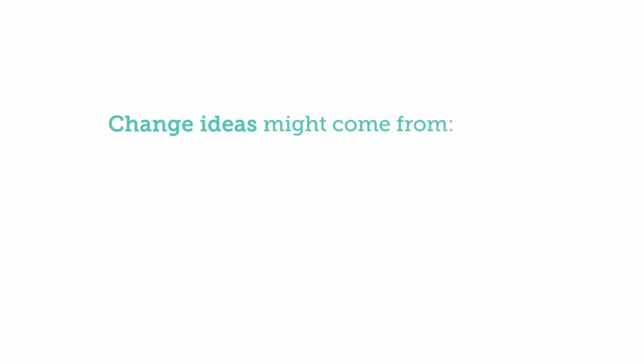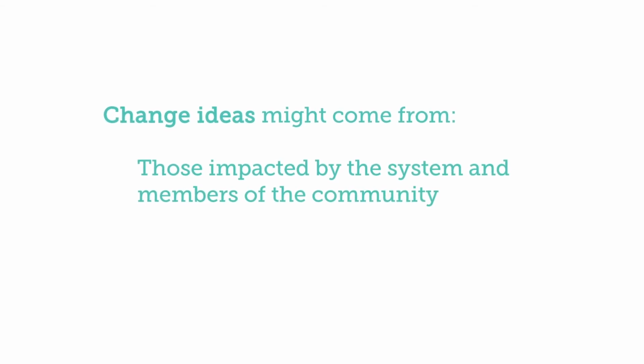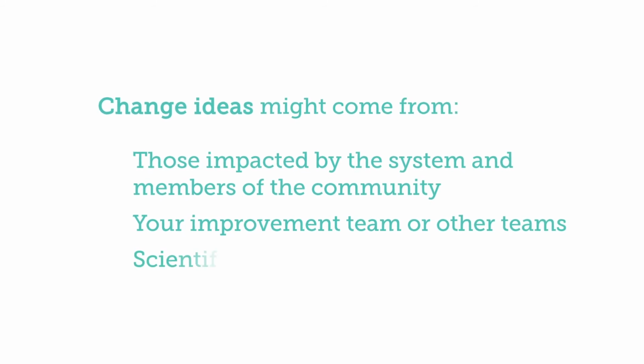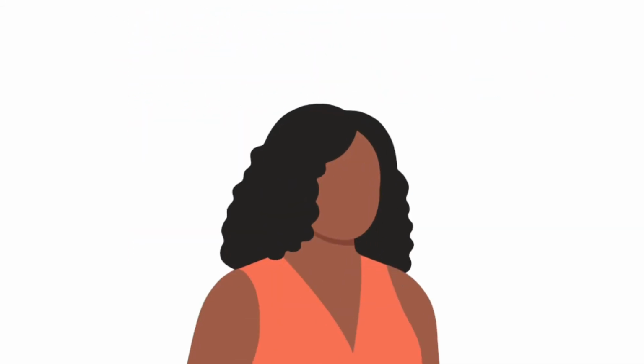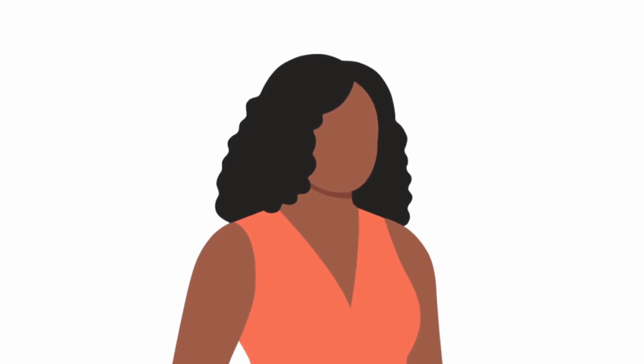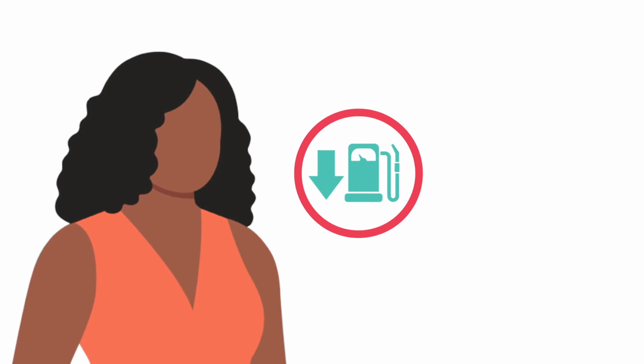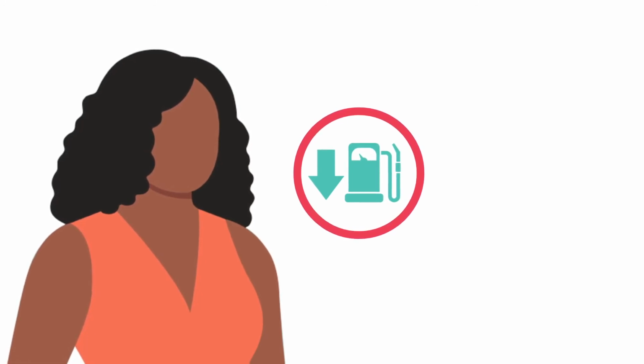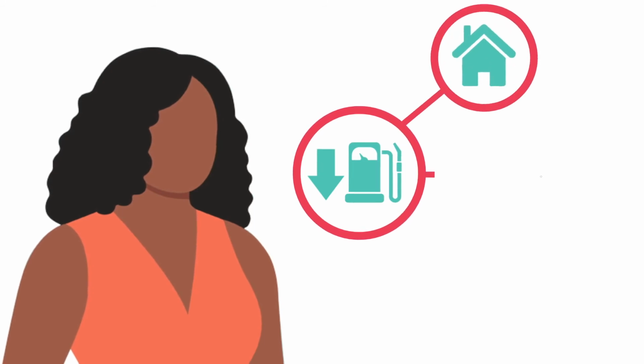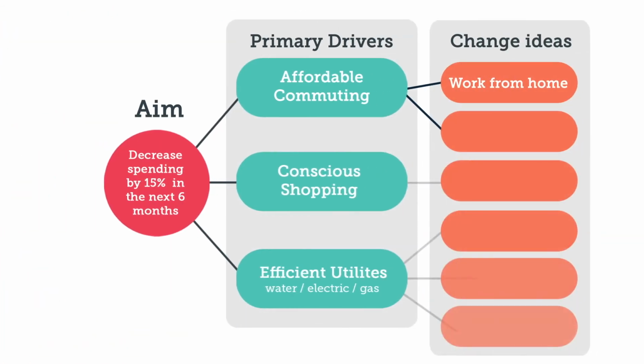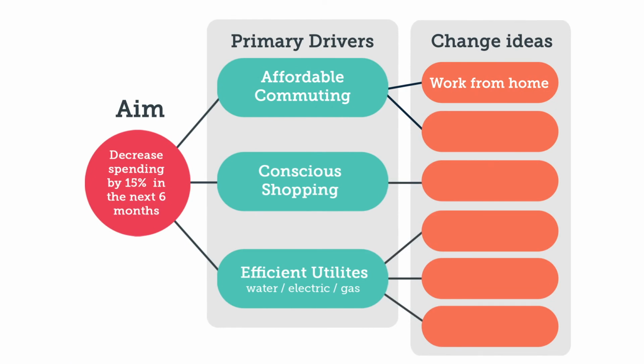Change ideas. This is when you get into the how. The ideas that your community thinks will create the conditions required to achieve your aim. Change ideas might come from those impacted by the system and members of the community, your improvement team or other teams, or scientific literature. In our simple home budget example, the person who spends the most money commuting agrees to lead our efforts in reducing commuting expenses. They discuss some ideas with their family and come up with three to test: working from home more, carpooling, biking to work. Now this is starting to look like a KDD. If we work from home, it will affect commuting expenses, which will lead to decreased monthly spending.